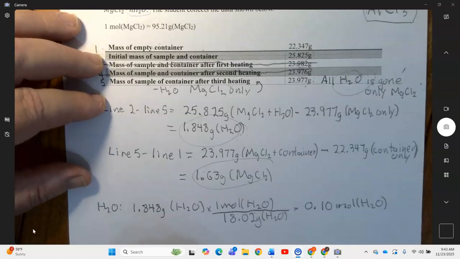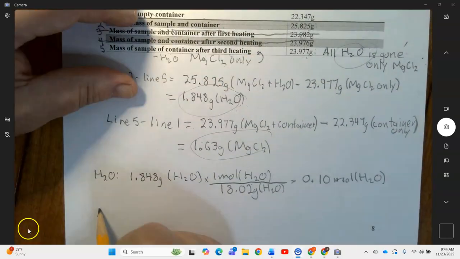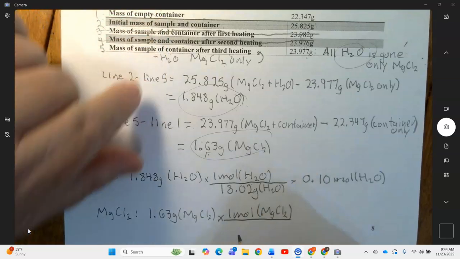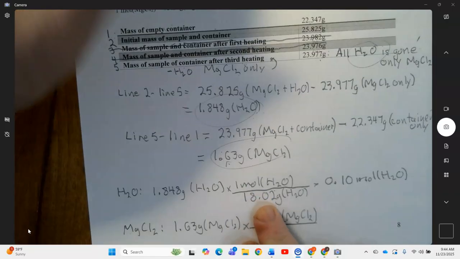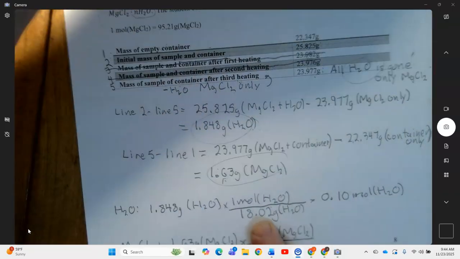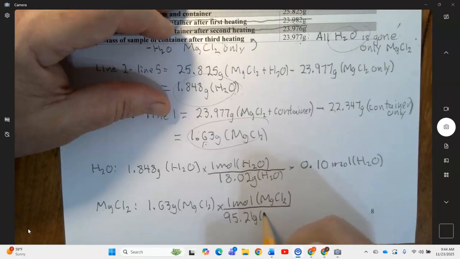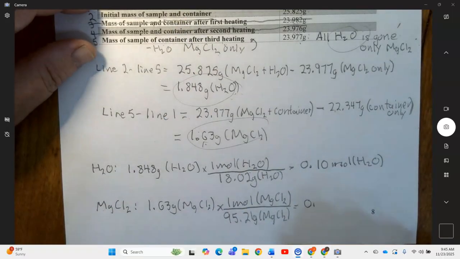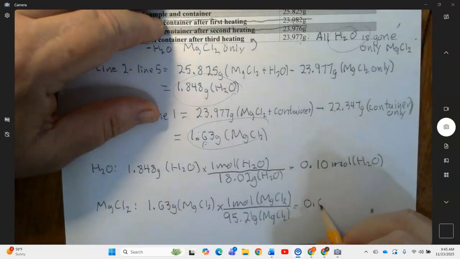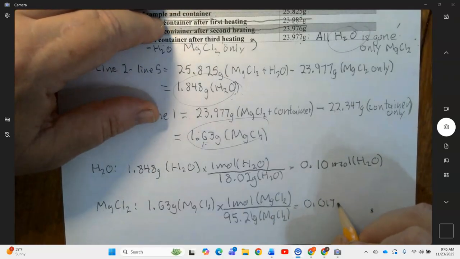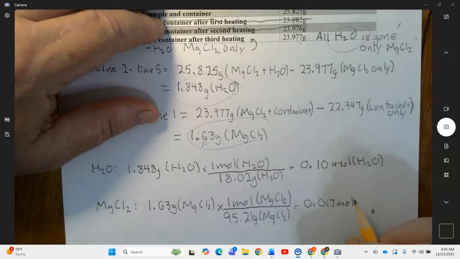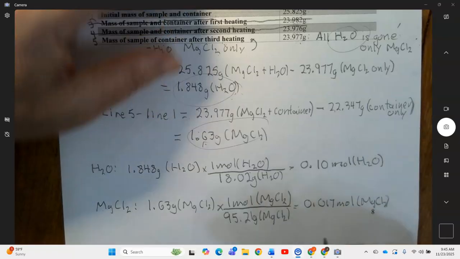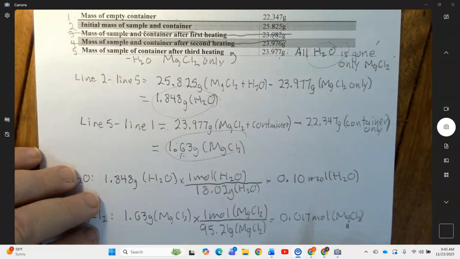Now we come down and do it for MgCl2. And we see the molar mass up here is right up here, okay, given to us, 95.21. Okay, and that gives us 0.017 moles of MgCl2. Okay, so there's our two numbers of moles.